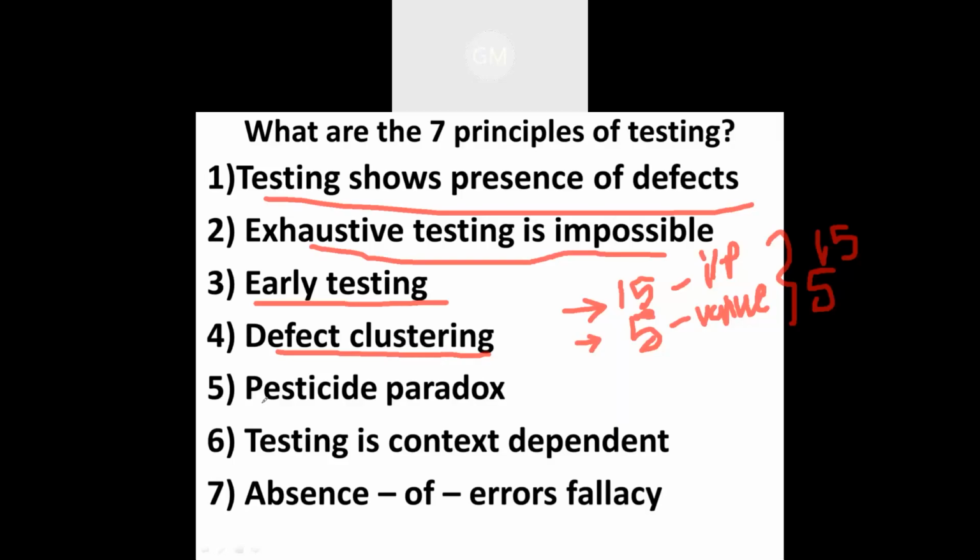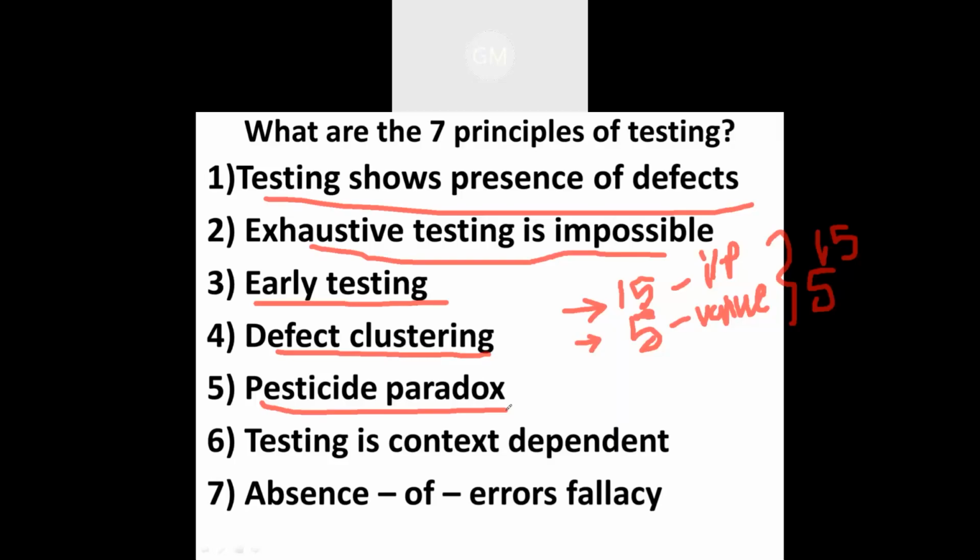Now the fifth is pesticide paradox. Pesticide paradox is nothing but this: if you are doing the same type of testing, or repeating the same tests again and again for the same type of application or product, it is no longer going to work. Why? Because in that way we are not going to find any new bugs. So for that we have to follow the pesticide paradox.